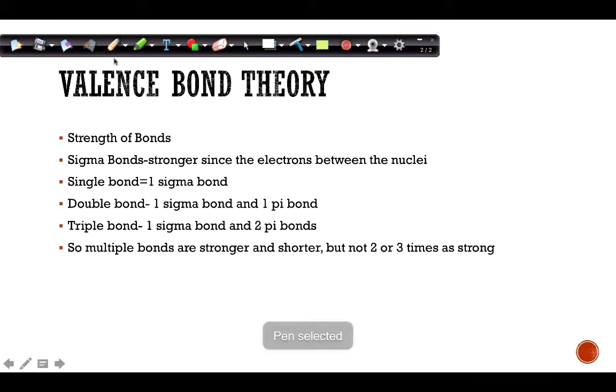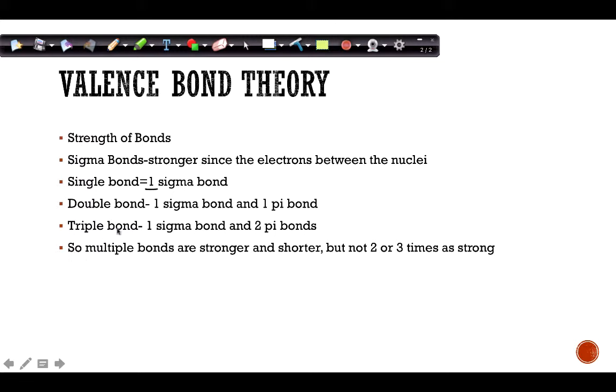Now, a single bond is just one sigma bond. A double bond is a sigma bond and one pi bond. And then a triple bond will happen when we've got one sigma bond and two pi bonds. And this is just the way that they will arrange themselves so that we can continue to share those electrons.